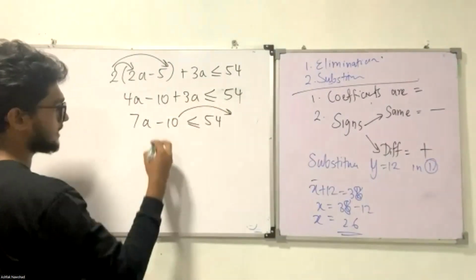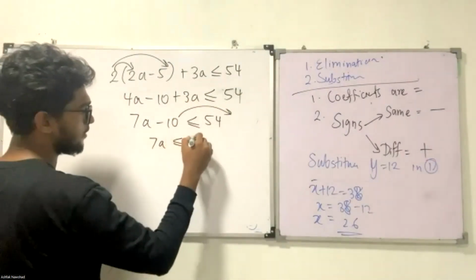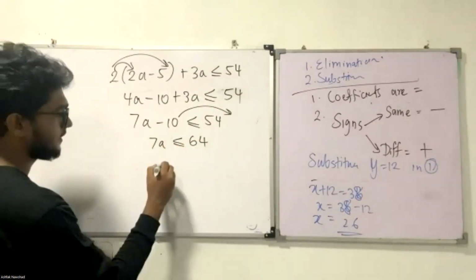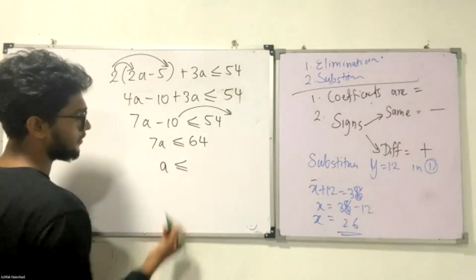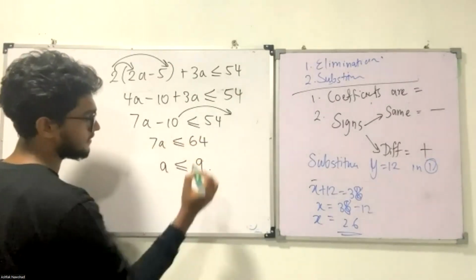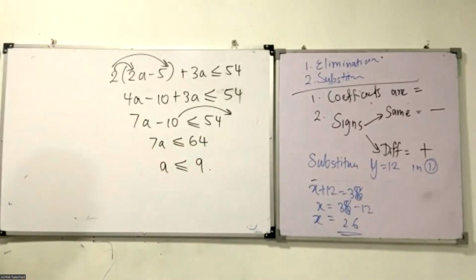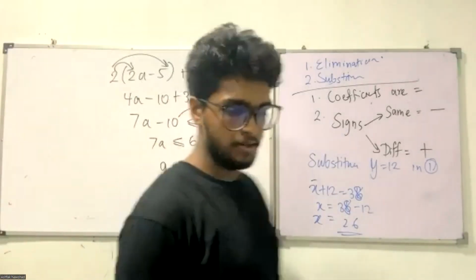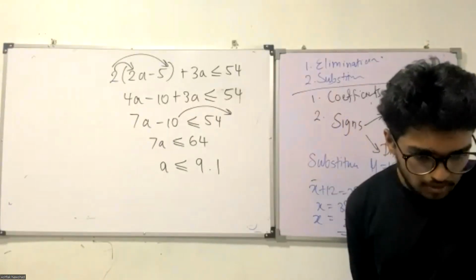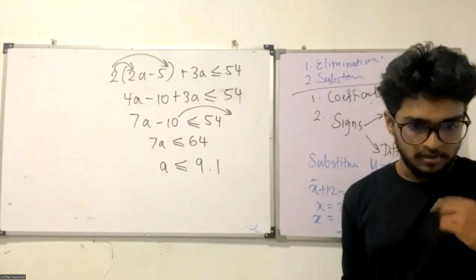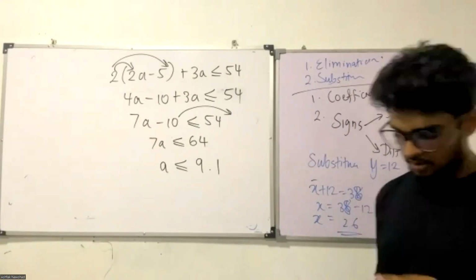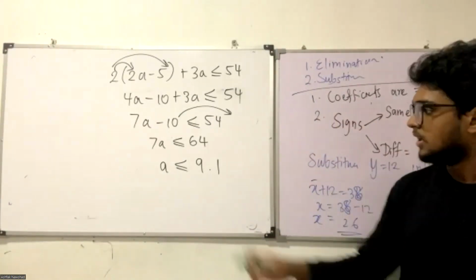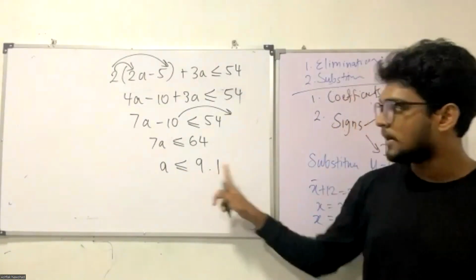I'm going to move this 10. 7A is less than or equal to 64. Let's divide. We get A is less than or equal to, there are 9 sevens in 64, so it's going to be something like 9.1. It is the question number 3, the Roman number 3. Roman number 2 is to solve the equations. So A is less than or equal to 9.1.